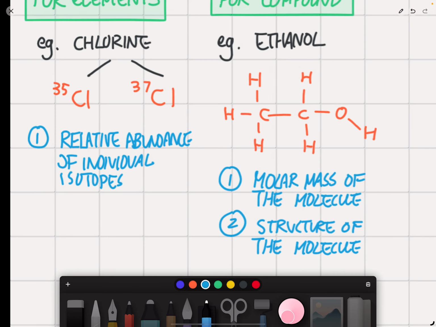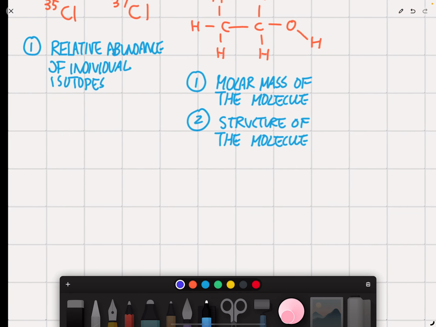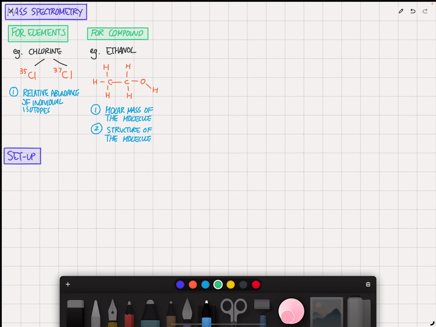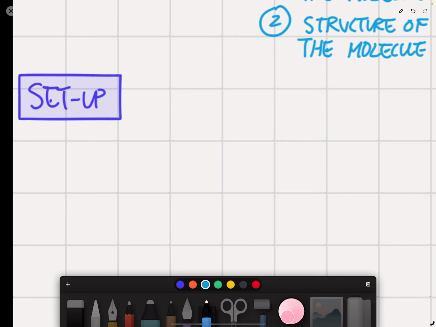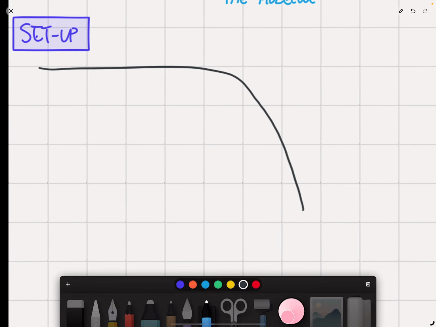Next, we'll turn to the setup of mass spectrometry, and that is the mass spectrometer itself. We'll look at the different components of a mass spectrometer to see how it works. There are 5 different parts of a basic mass spectrometer, starting with the vaporization chamber. It looks kind of like this.